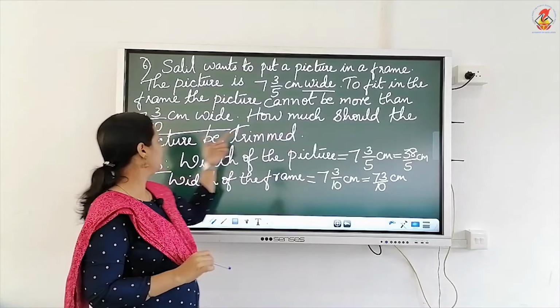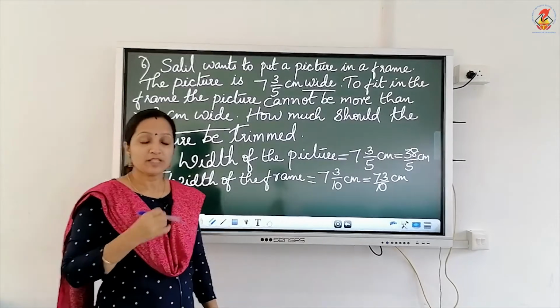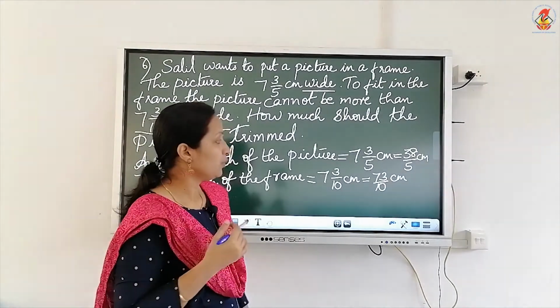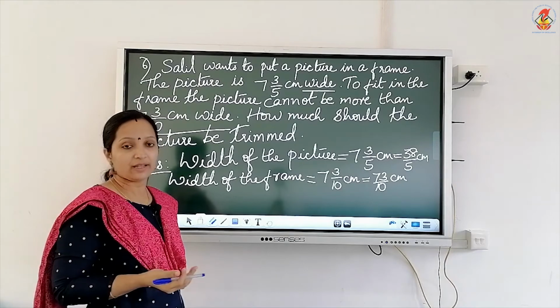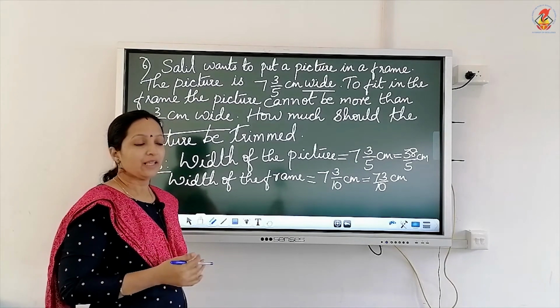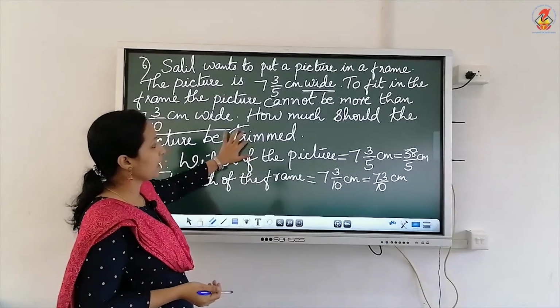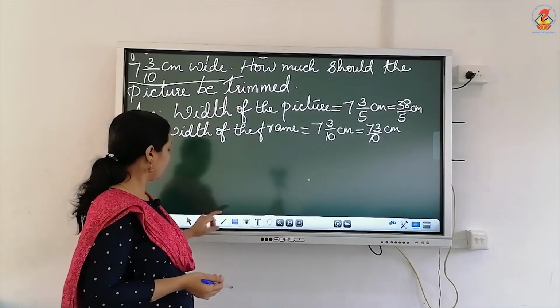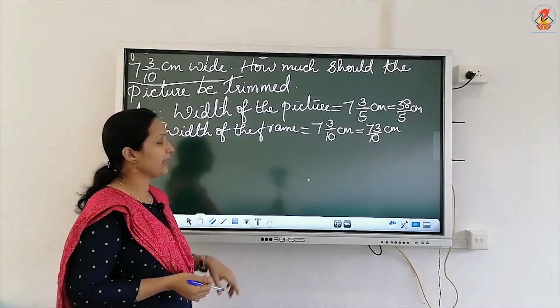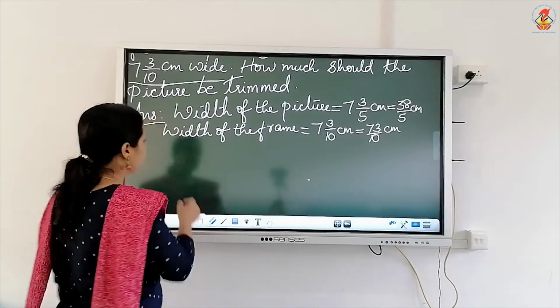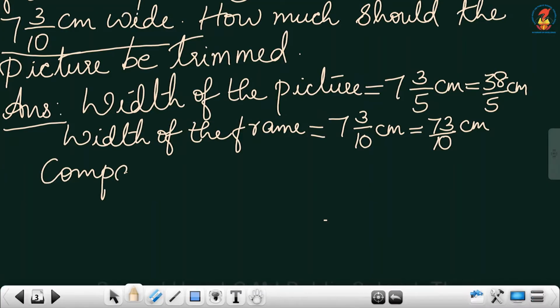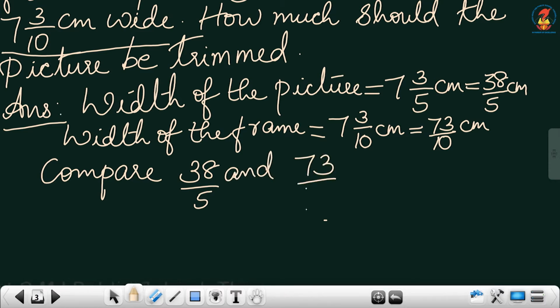So, how much should the picture be trimmed? First, we have to find whether the width of the picture is larger than the width of the frame. Then only this trimming is needed, is it? So, what do we have to do first? First, we have to compare the width of the picture and the width of the frame. So, first you compare these two fractions. Compare 38/5 and 73/10.